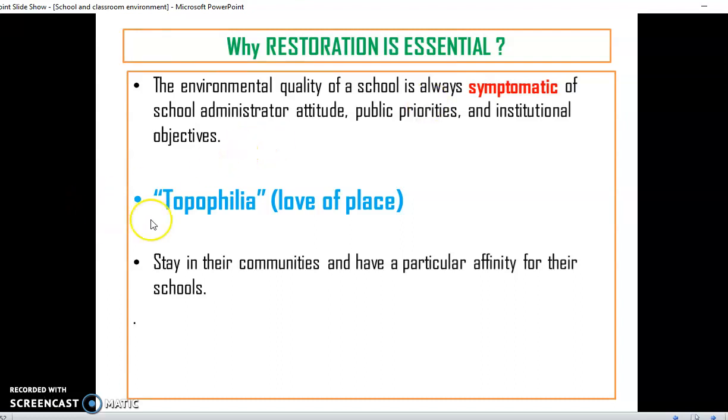Now, there's one term here called topophilia. Topophilia is nothing but love of a place. When I talk about love of place, I'm talking about it in terms of a school and classroom environment. In order to develop that love for school, we need to give them a proper, or we can say ideal, learning environment of school and classroom, so that they'll be in a better position to study, to grow, or to enhance their skills.